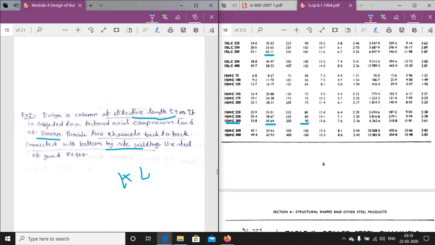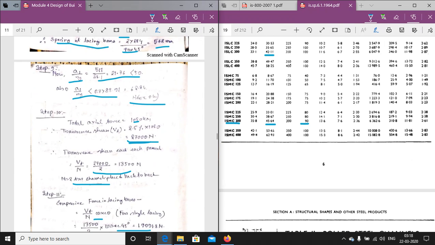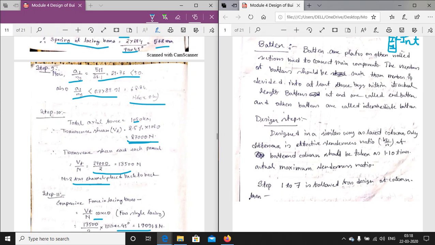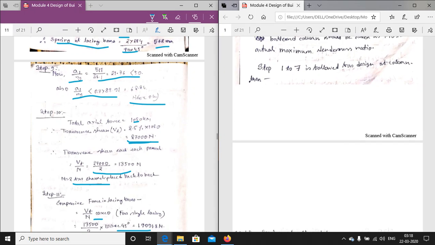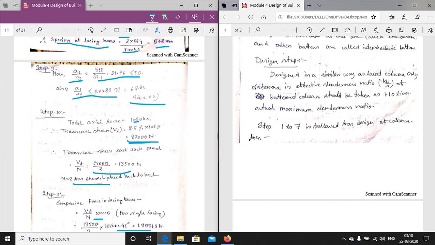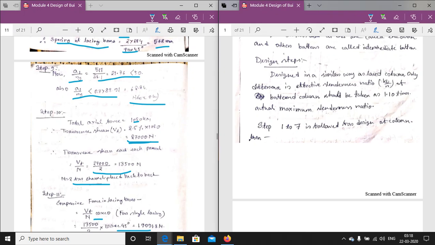Now coming to the design of the batten plate. In this another window we have opened the design steps. From 1 to 7, follow the design of the column part. So the design of the lacing bars will be followed from here to here. Now the total axial force is 1080.